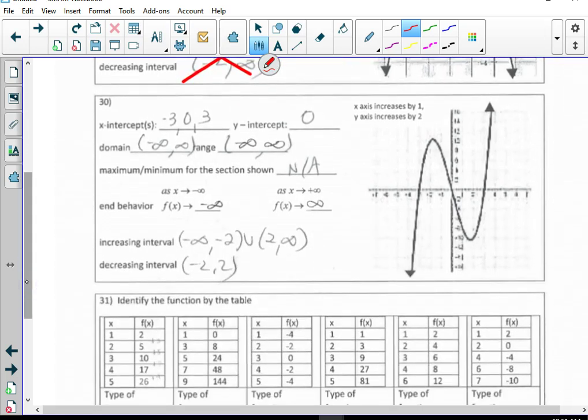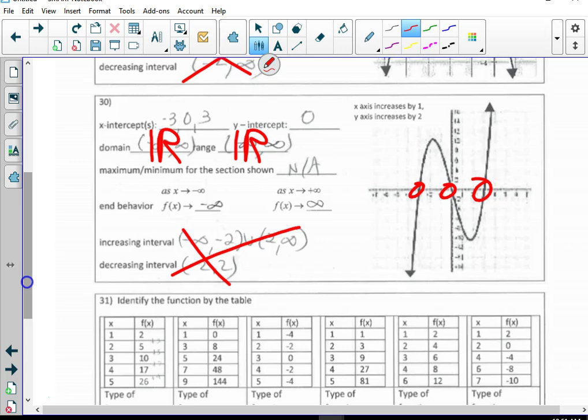Same thing on this one. We're going to skip this part. Okay, x-intercepts. There's 3 of them: -3, 0, and +3. Y-intercept, since it goes through the origin, it's both. The domain, how far left and right, that's all real numbers. How far up and down, all real numbers. So a linear and cubic function is always going to be all real numbers for both, because it's going left and right forever, up and down forever.